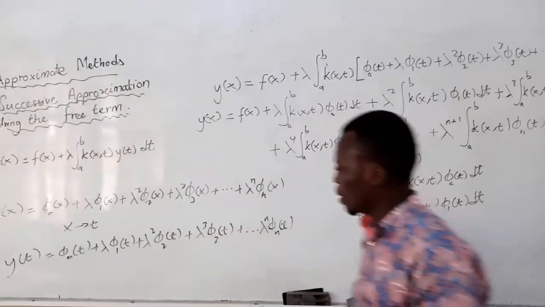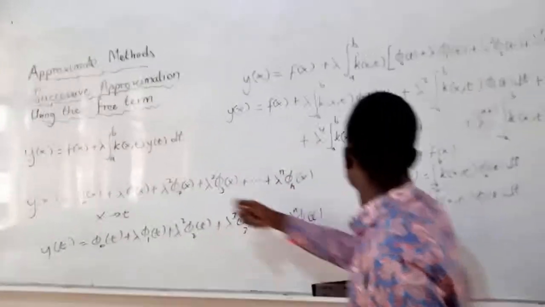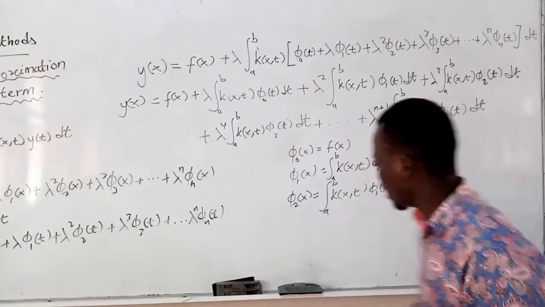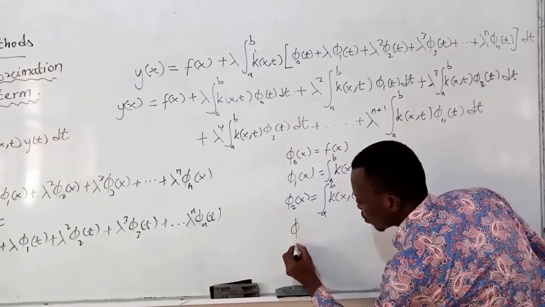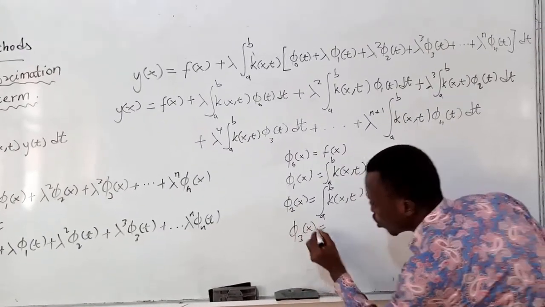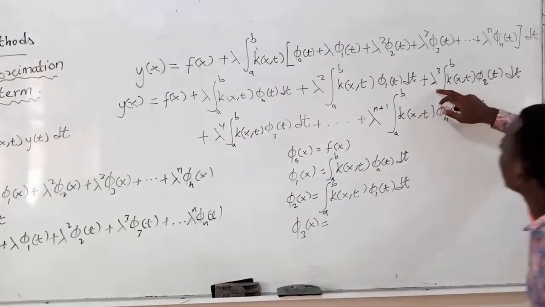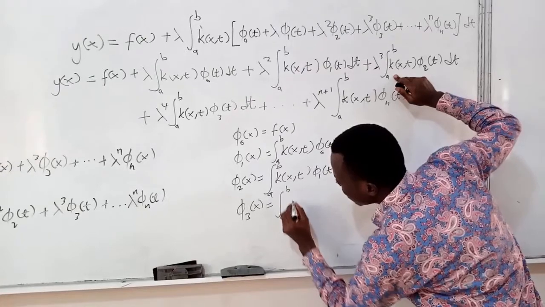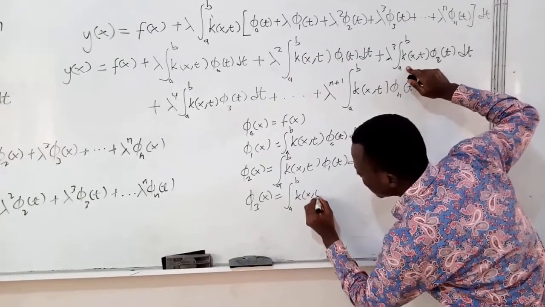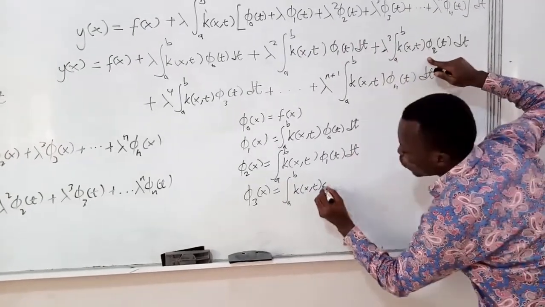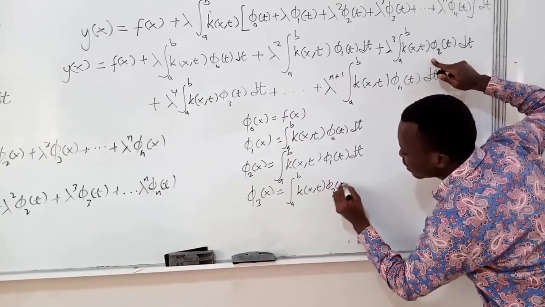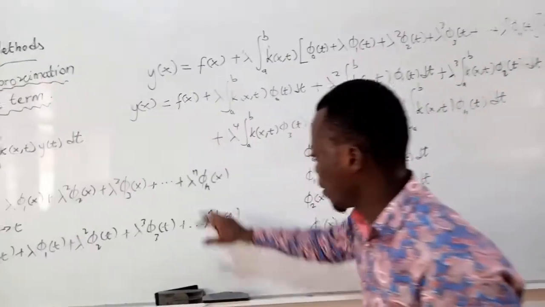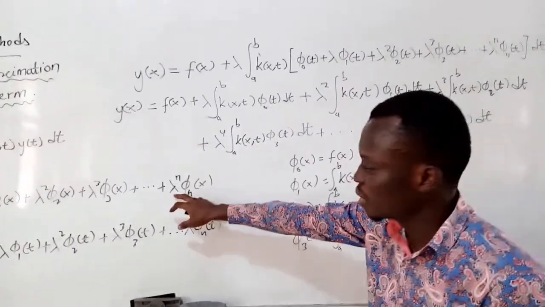The same thing applies to this side. We have a lambda cubed here, and a lambda cubed here. And so phi 3 of s will be equal to the integral from a to b, K of s,t, phi 2 of t dt. So for the nth term, that's lambda raised to the power n.